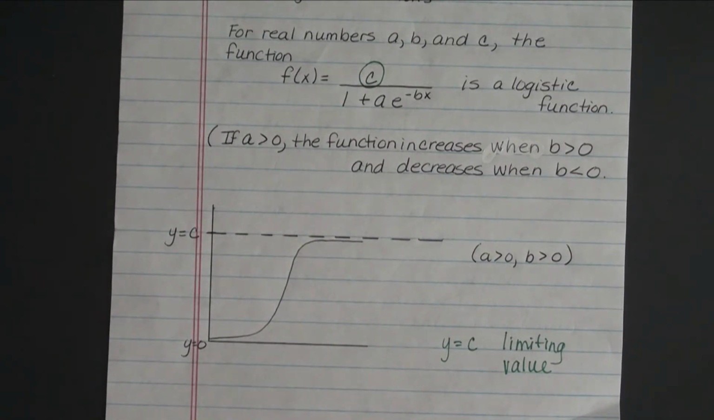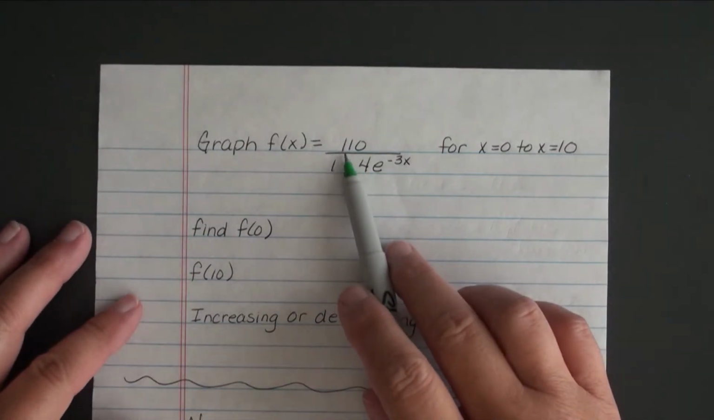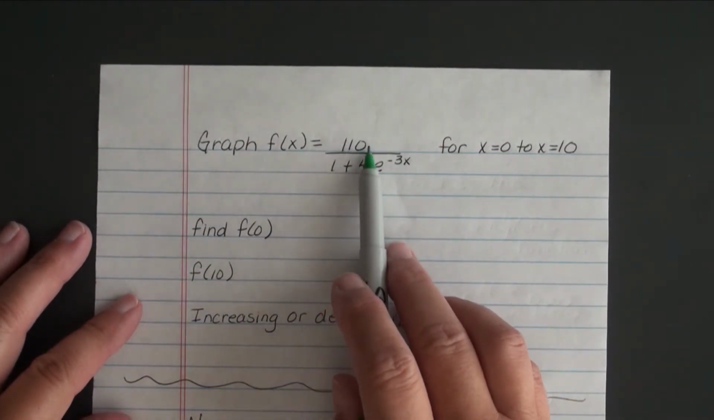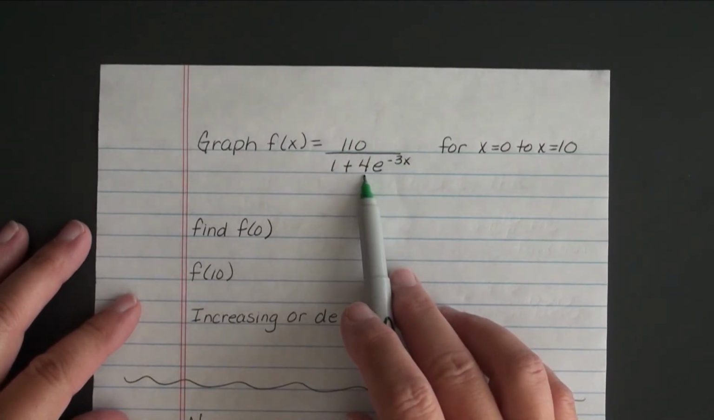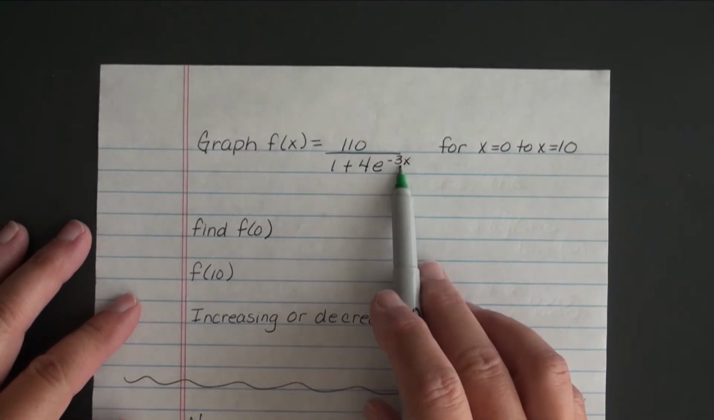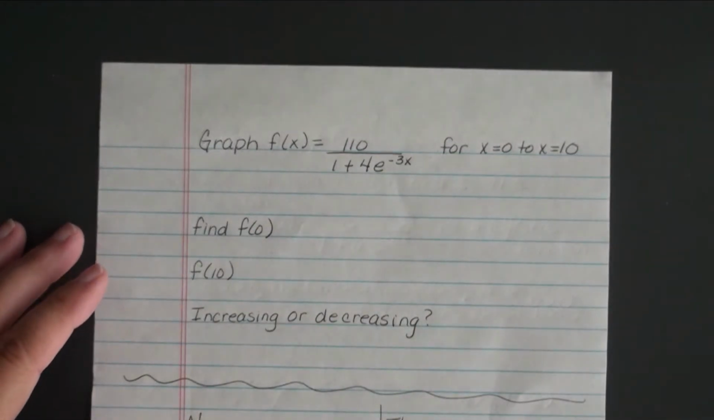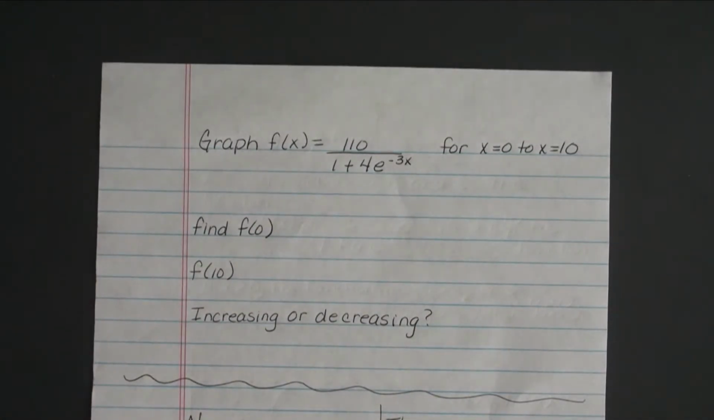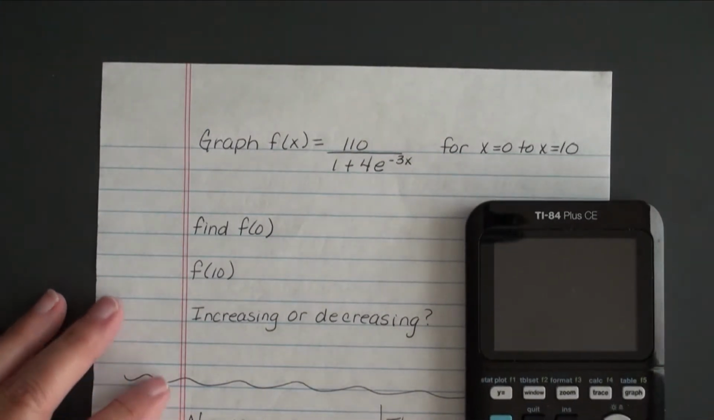Now let's look at a specific example of a logistic function. We are going to graph the following function. We see that it is logistic. The c is 110, and then we have our constant in front of our e, and we have our number in front of the x in the exponent. So something of this form is a logistic function. And we are supposed to graph that for x equals 0 to x equals 10.